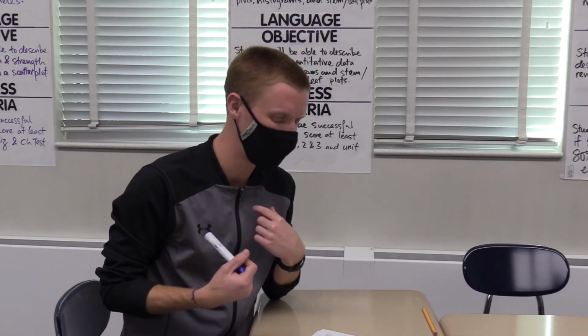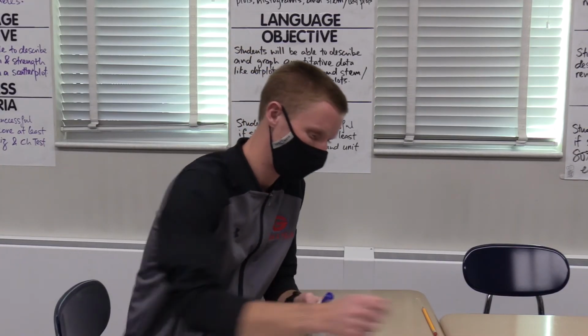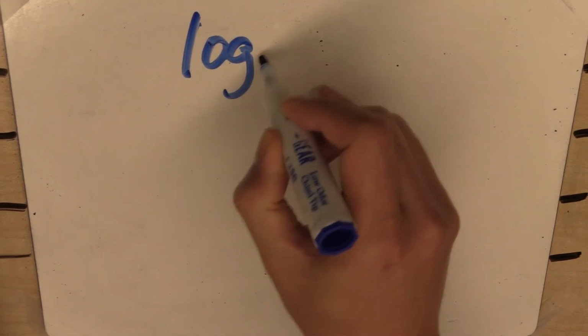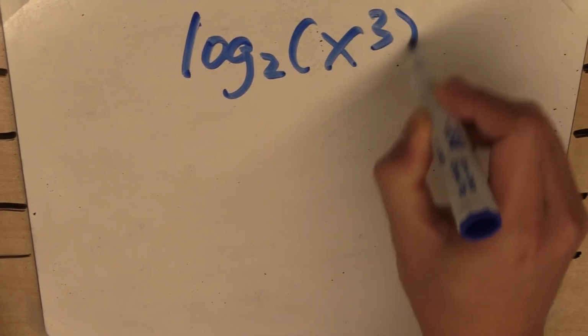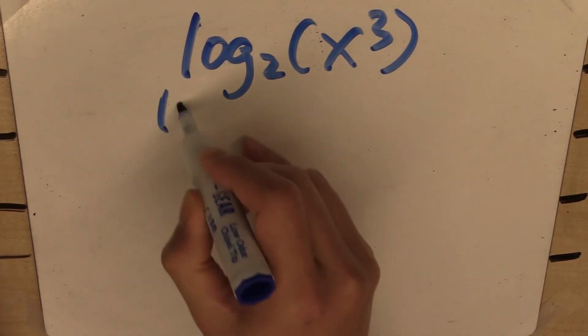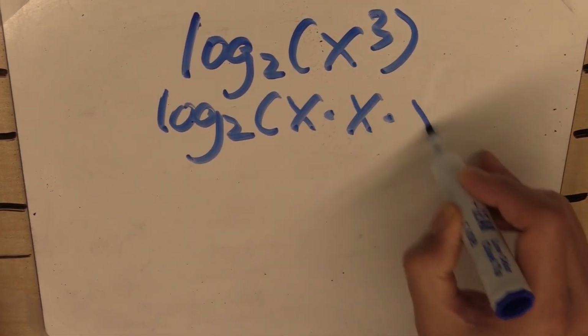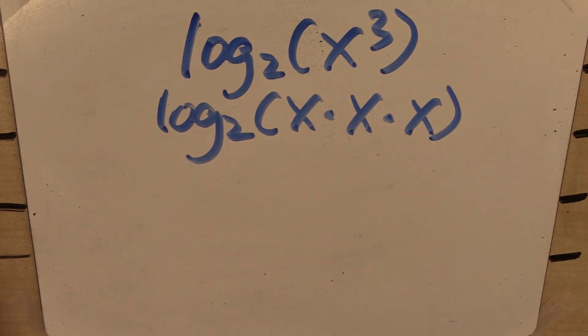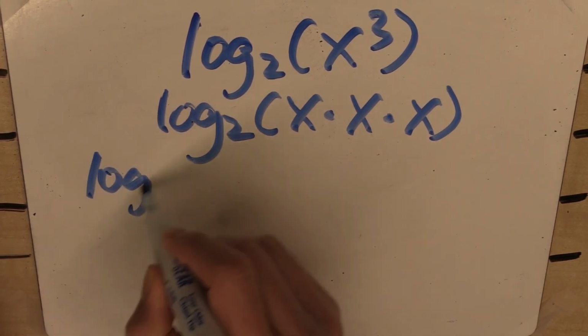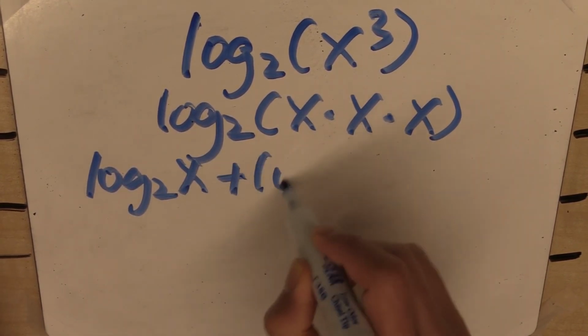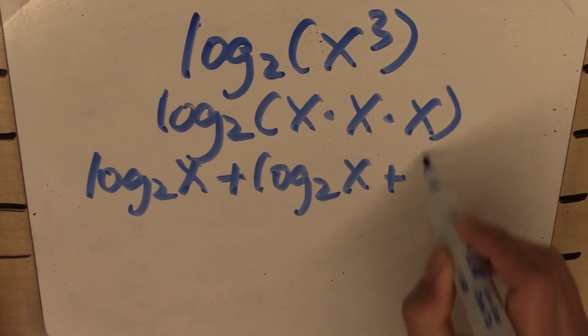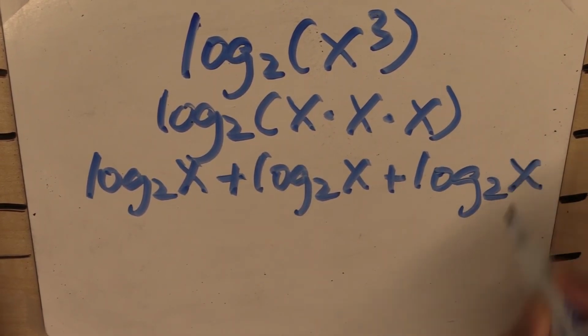You're definitely brilliant for thinking of that multiplication rule, but I'm a genius because I've used your multiplication rule to come up with a power rule. Let's say that you start with log base 2 of x cubed. Really, that's the same as having log base 2 of x times x times x. So I can use your multiplying rule and write log base 2 of x plus log base 2 of x plus log base 2 of x.